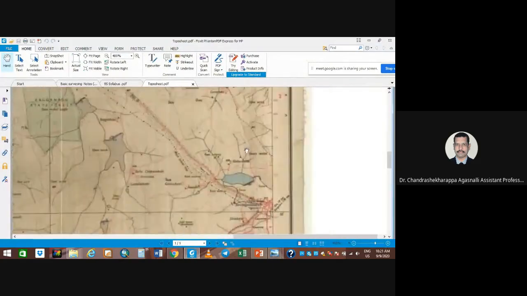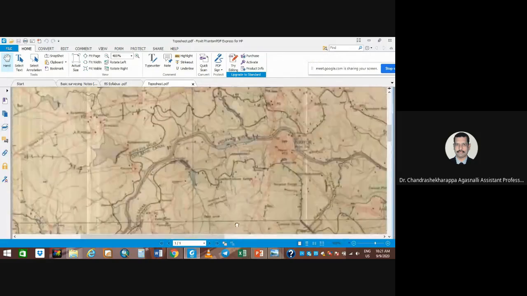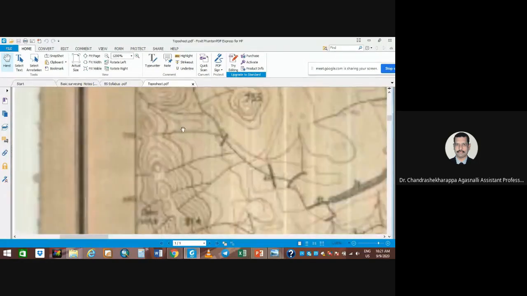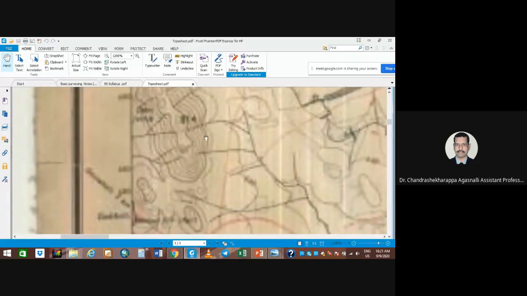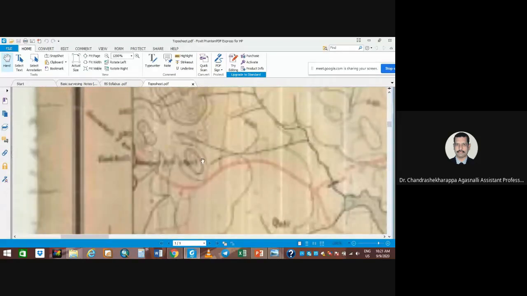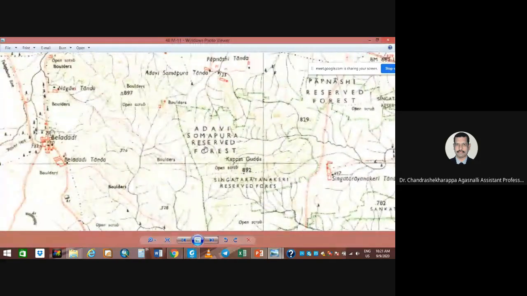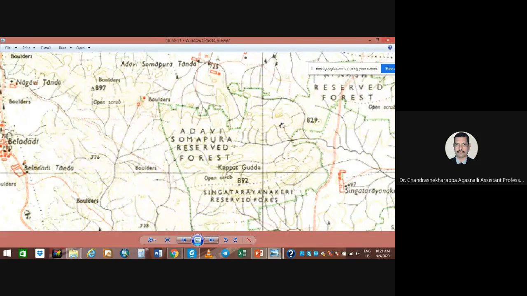This is also going to become blurred. Yeah, here you can see the contours. See, this is an 800 meter.